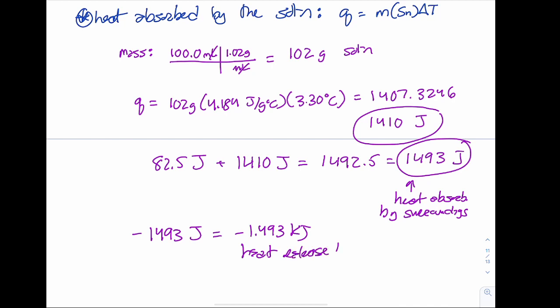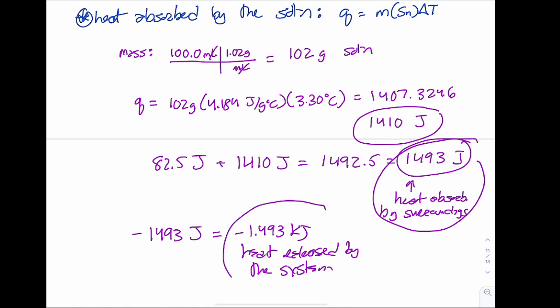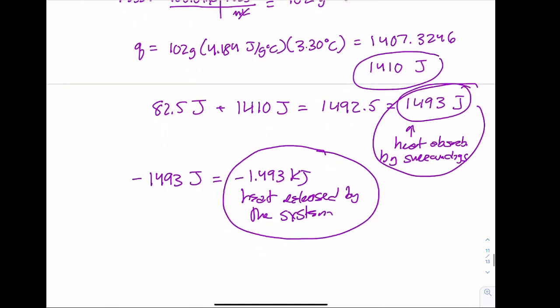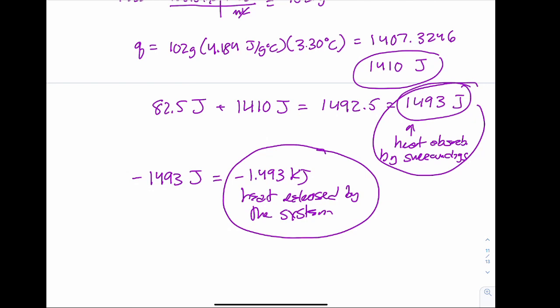And I guess technically it's kind of redundant to put the negative sign and the word released. If it's negative, it is released by the system. Total energy is conserved, so if I'm absorbing this much, then I'm releasing that same amount. So this would be my answer for Q, my total amount of heat released by the system.